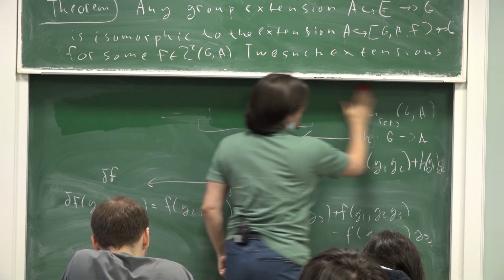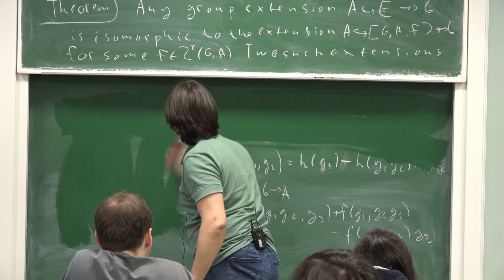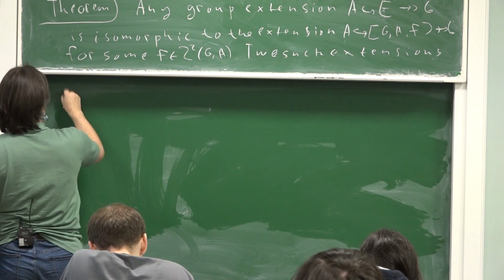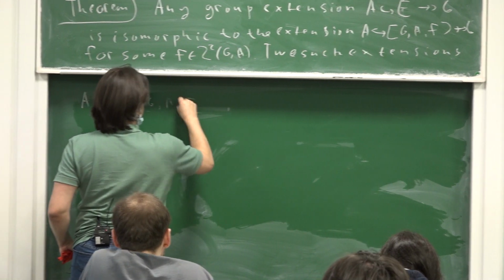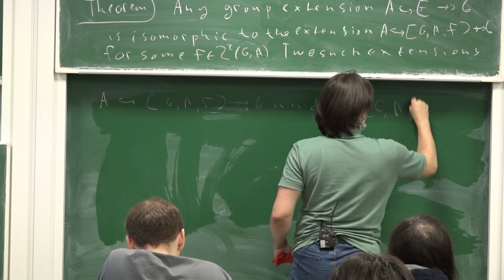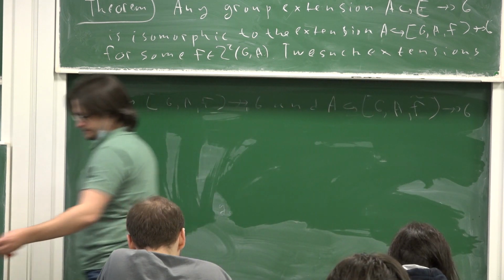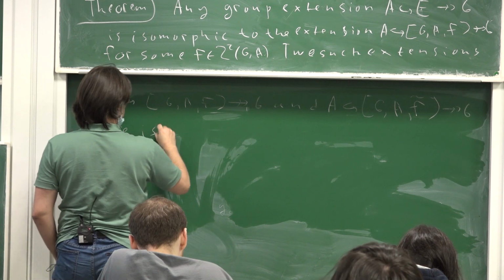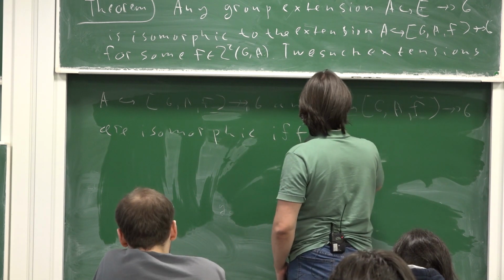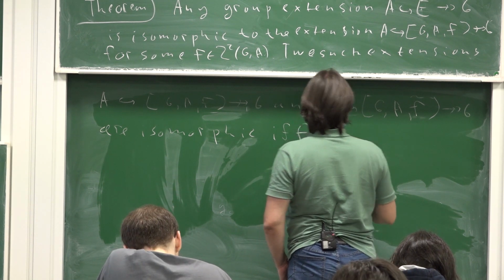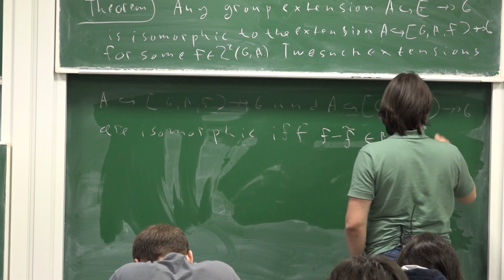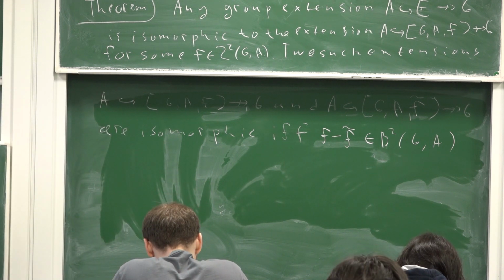Two such extensions A, G, F, G and A, G, F tilde, G are isomorphic if and only if F minus F tilde lies in B2. So if and only if F minus F tilde is a coboundary.